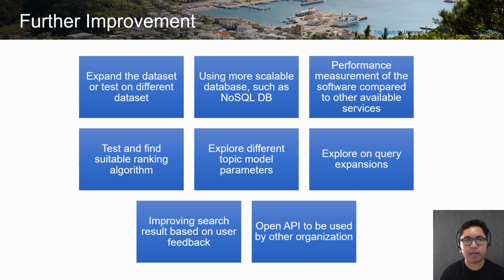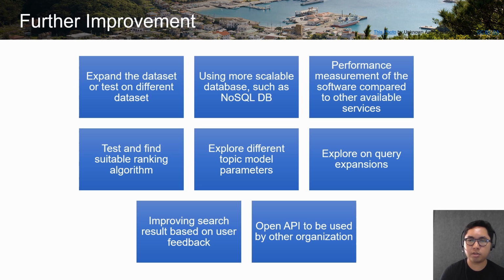The other thing that we can improve is that we are using simple BM25 and topic model weighting for this software, but we can try and benchmark and find a more suitable ranking algorithm that has better performance. Another thing we can explore is that right now we are using one set of parameters for topic models. We generate 40 topic models, but we can also explore having more topic models and perhaps have a tag for each topic to give better results.